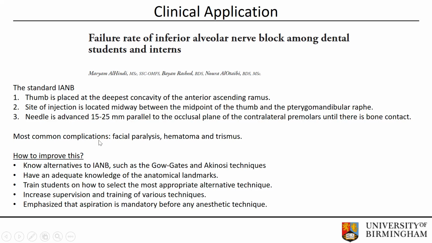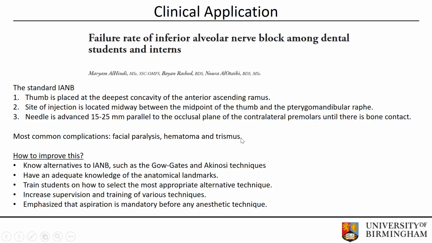The most common complications in this case were facial paralysis, hematoma, and trismus. Facial paralysis occurs when the needle is placed too posteriorly and we inject the solution in the parotid gland. As the facial nerve is running within the parotid, we can block this nerve, but this is transitory.